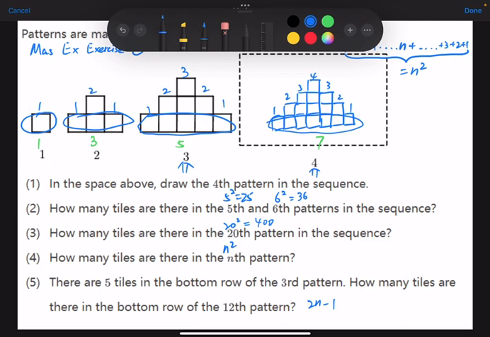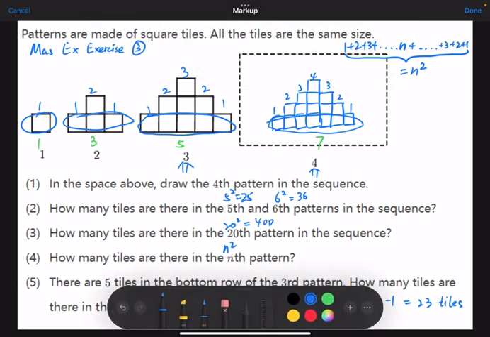And since it's asking us how many tiles are there in the bottom row of the 12th pattern, that means n equals 12. So we can find the answer by simply letting n equal 12. So 2 times 12 minus 1, which is 24 minus 1, 23 tiles. That's the answer. So that's this extensive exercise number 3.